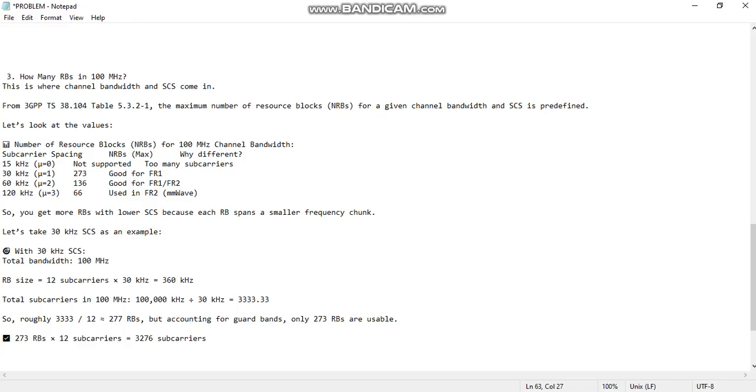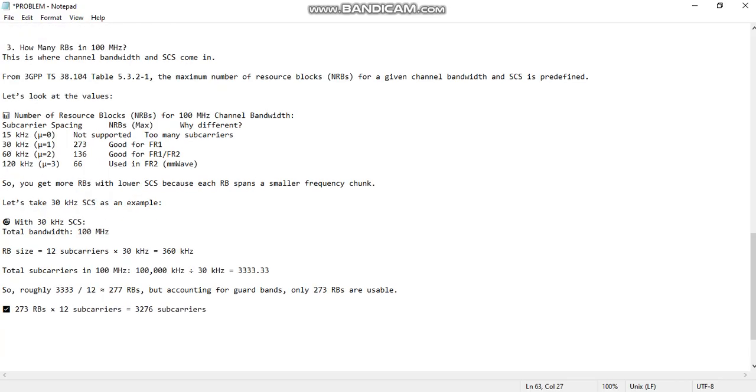But we have a problem: how many resource blocks are present in 100 megahertz? We have to find out how many resource blocks are there in it, and with the help of that we'll be able to find the number of rows and columns. This is where the channel bandwidth and subcarrier spacing come into the picture. When a question is asked like this, both of them come into the picture.